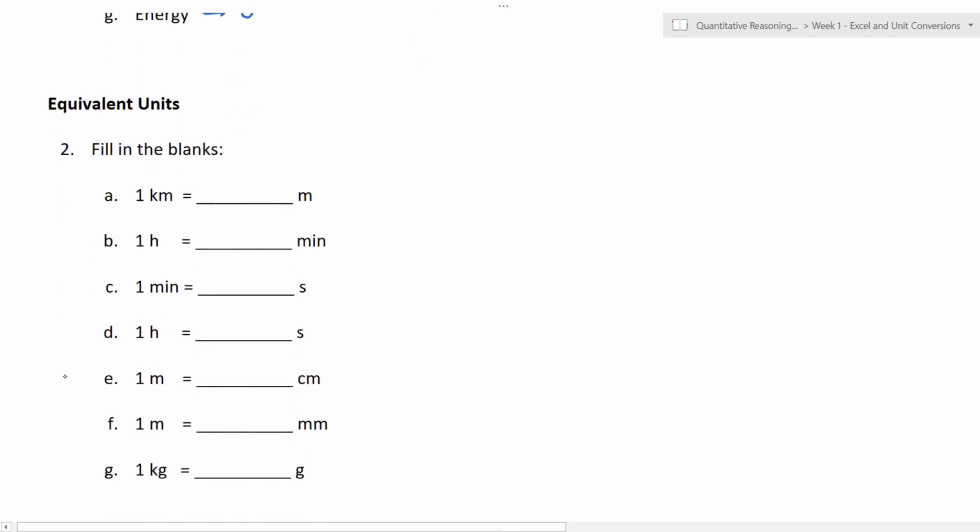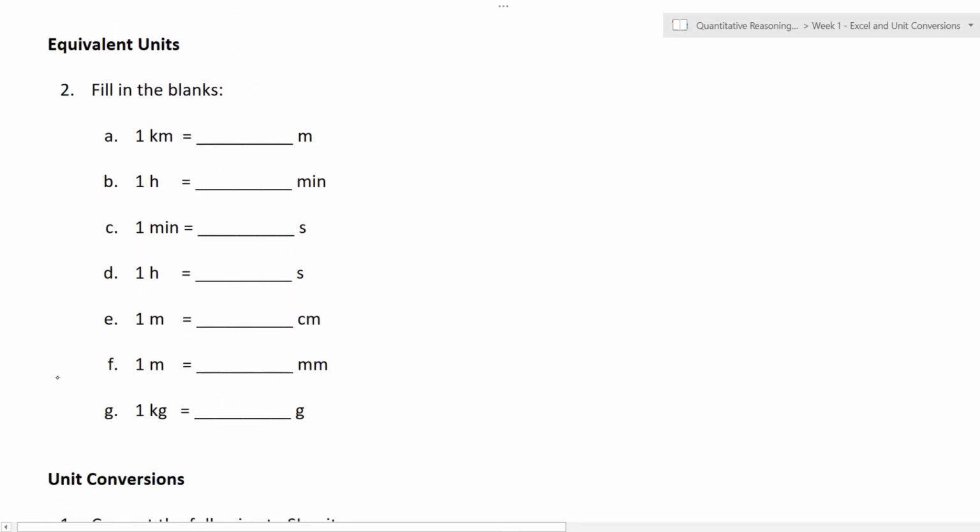All right, so now we're going to talk about equivalent units. Fill in the blanks. 2a is 1 kilometer is equal to how many meters? How many meters are in 1 kilometer? That would be 1,000. These are things that you should just know. If you're not comfortable with them, make sure you're practicing and you understand how to convert from one to another. You'll need to know your equivalent units here.